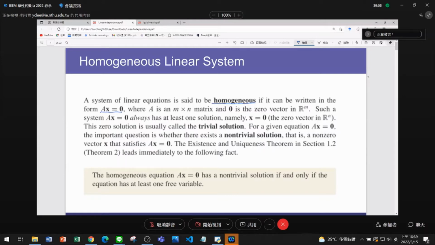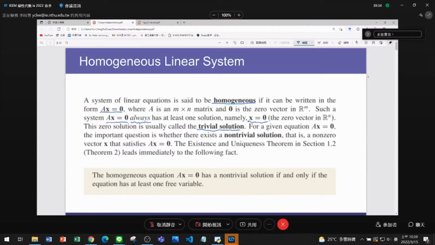And such a system, Ax equals 0, always has at least one solution, which is x equals 0. The zero vector always solves Ax equals 0. And such a solution is usually called the trivial solution. So this thing has been introduced back and forth many times.